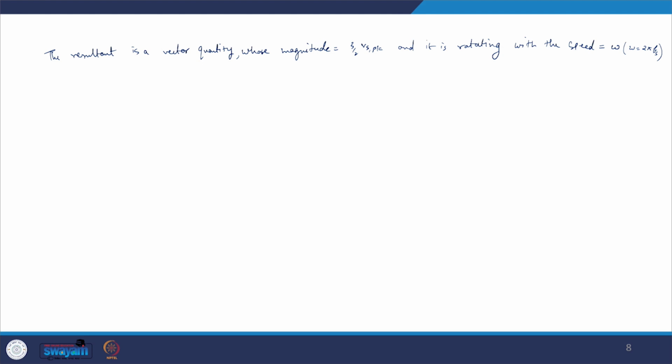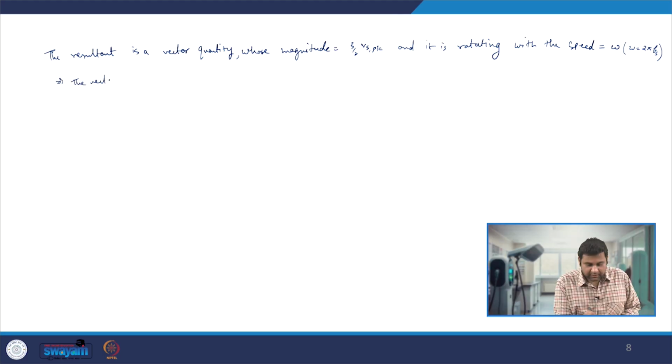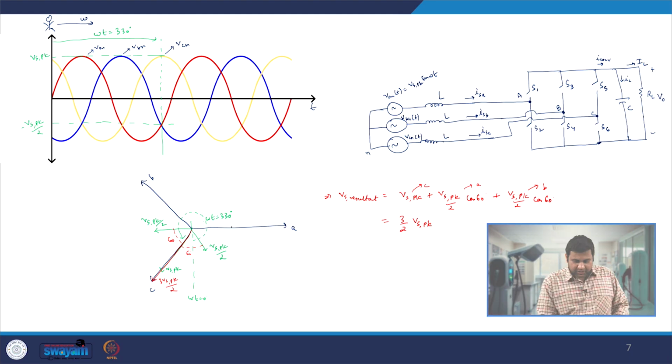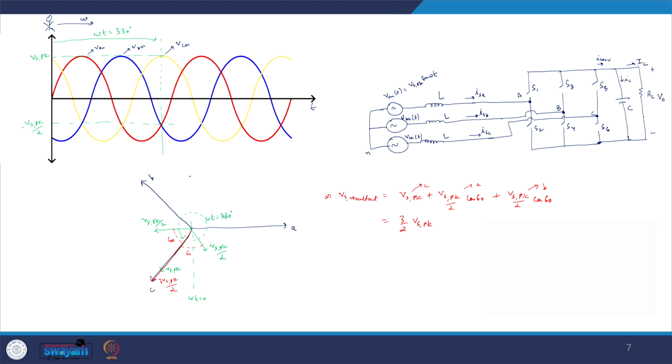equals omega t in the space, and this space vector has the combined information of all the three phase quantities which are actually varying with time, and the resultant vector is rotating in a two-dimensional space. So this is a two-dimensional space we have defined. This is the x-axis, and this is the y-axis.